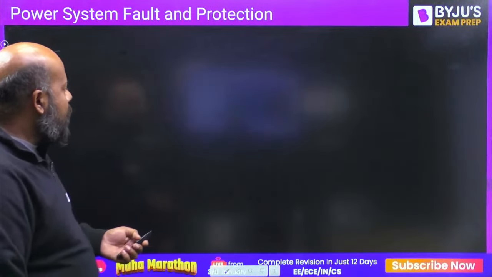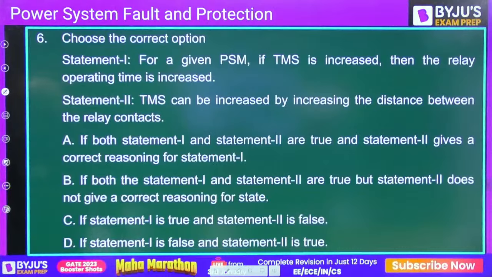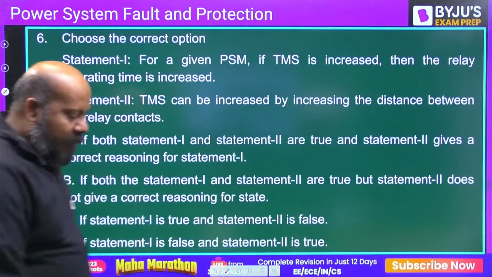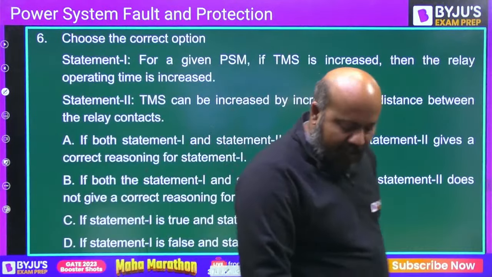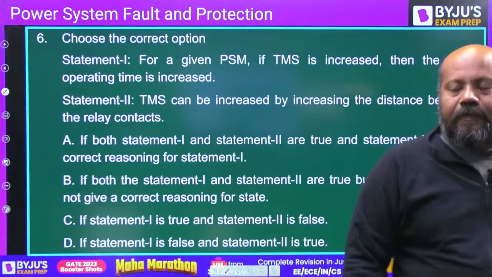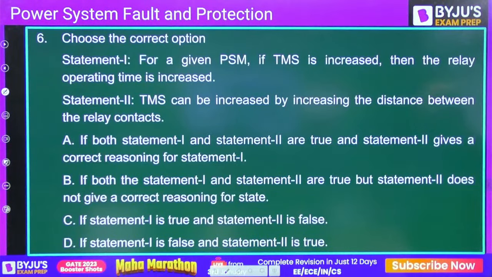See the next question. It is about the plug setting multiplier and time multiplier setting, which we have already discussed. Statement 1 says, for a given plug setting multiplier, if the TMS is increased, then the relay operating time is increased. We'll check whether it is correct or not.